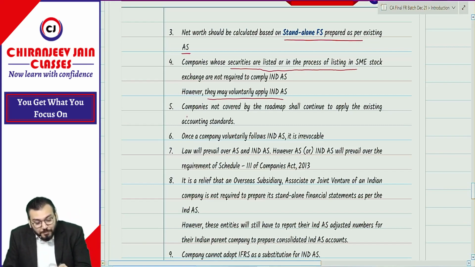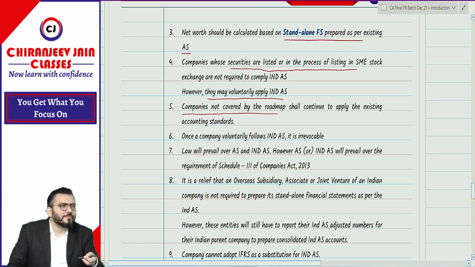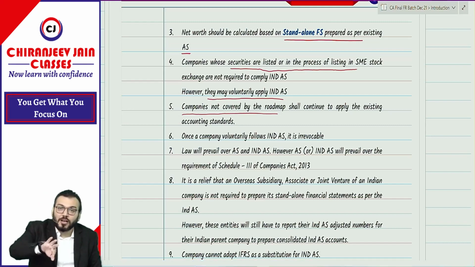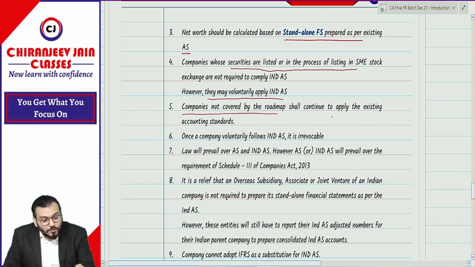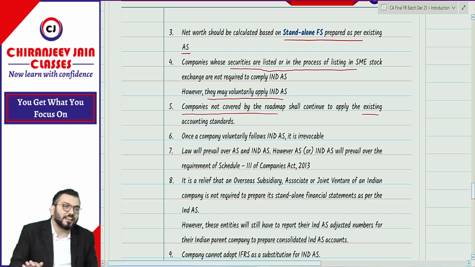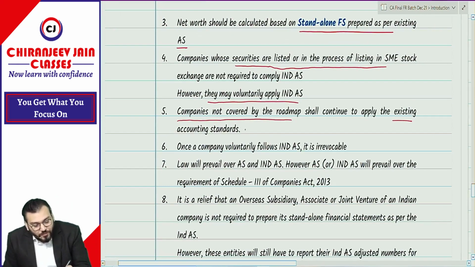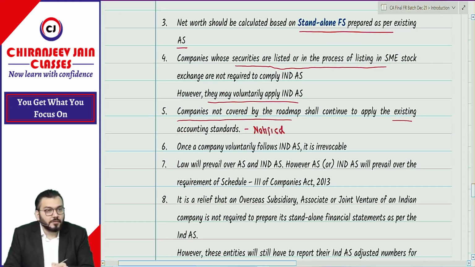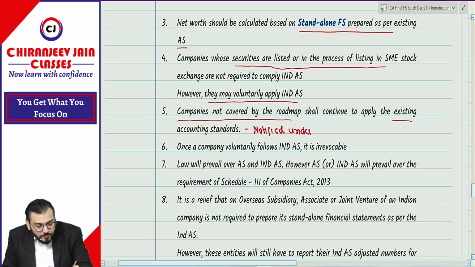Now, companies which are not covered by the roadmap, for them what will be applicable? Accounting standard notified under Companies Accounting Standard Rules 2006. Understood? So, for them which AS will be applicable? Existing accounting standard. Whenever I say existing accounting standard, it means which is notified. Want to write down? Write down. Notified under Companies Accounting Standard Rules 2006.